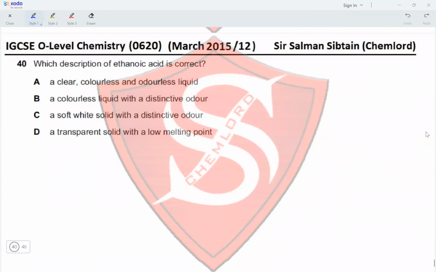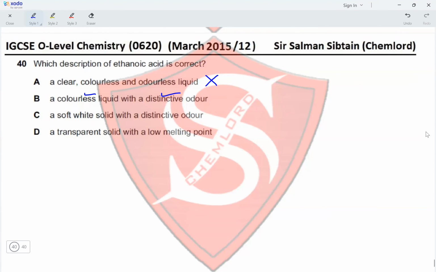Question 40. Which description of ethanoic acid is correct? A clear, colorless, and odorless liquid? No. It has a slight color and it has a very pungent smell. So this is incorrect. A colorless liquid with a distinctive odor. Okay, so the distinctive odor part is definitely correct, but colorless liquid, maybe they distilled it. Okay, so let's maybe accept this. Let's see what the other options are.